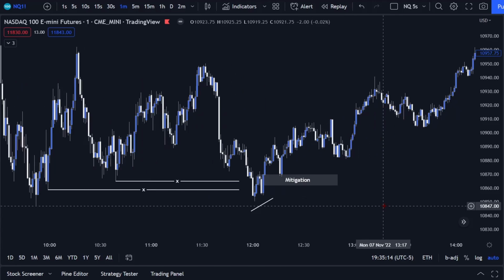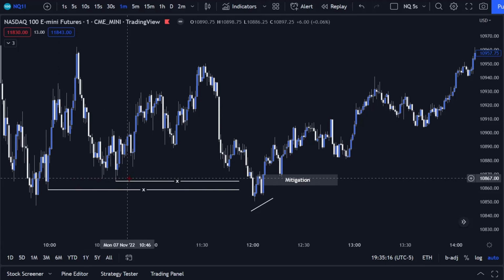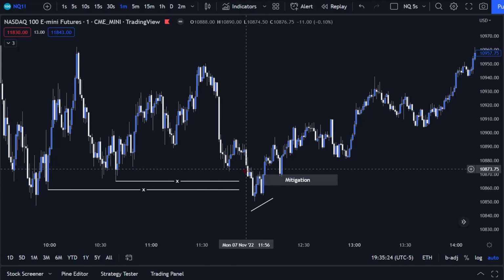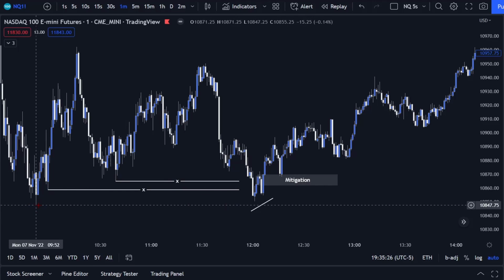Now for a little more context here, we can see that we are approaching low of the day in this scenario. We have this pretty steep down move, take out some liquidity on the way down, but do not break the session lows.